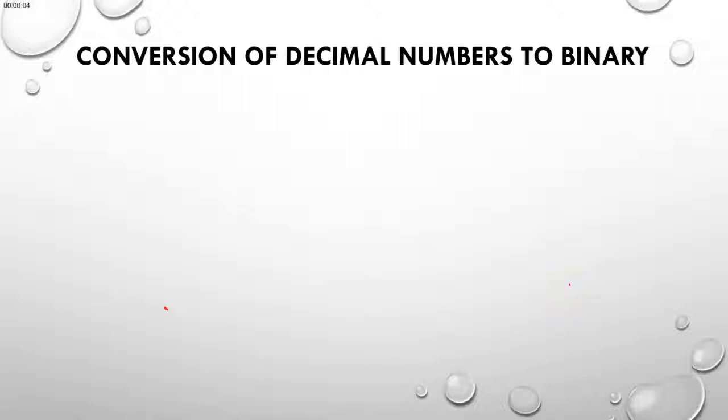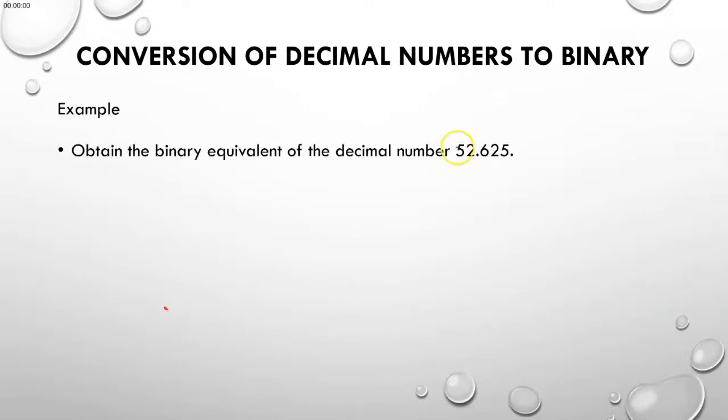We want to continue with the example of conversion of decimal numbers to binary. And we want to look at an example that says: obtain the binary equivalent of this decimal number, which is 52.625. And my preferred method for doing this conversion is method 2 that we introduced in the previous lecture.